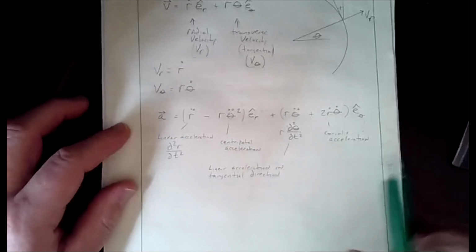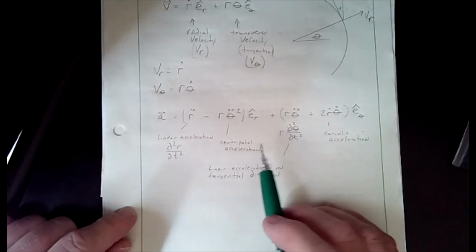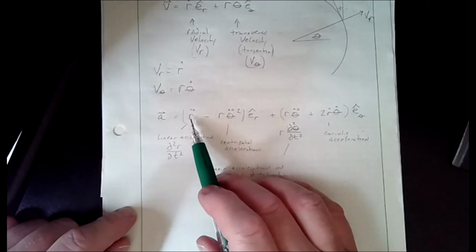Then if we look at acceleration and break that down, r double dot, because it's the second derivative of r, is our linear acceleration. We know that this term here is our centripetal acceleration. This term here is our linear acceleration in the tangential direction, because it's again the double derivative with respect to time. And then the last one is our Coriolis acceleration. That's just what it's called. So that gives you an idea of what you're seeing.